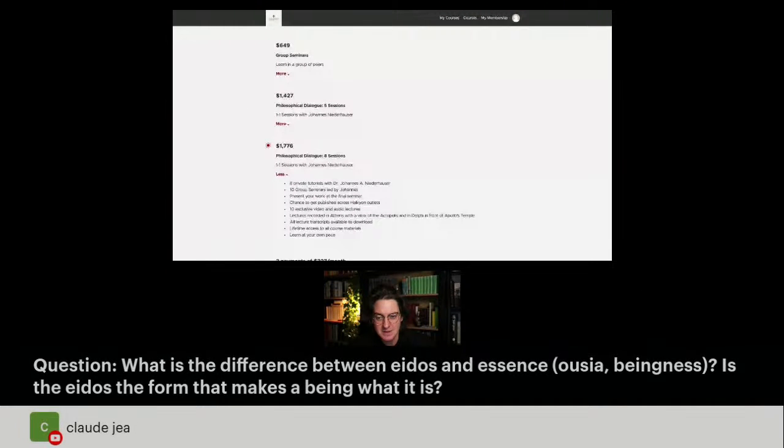Here's a very good question. What is the difference between eidos and essence, ousia, beingness? Is the eidos the form that makes a being what it is? So I think it's good that you bring in for essence, you mention ousia, because you see, the question itself is already going through hundreds and hundreds of years of translation. So it's questionable to me whether we can actually even just say what's the difference between eidos and essence.